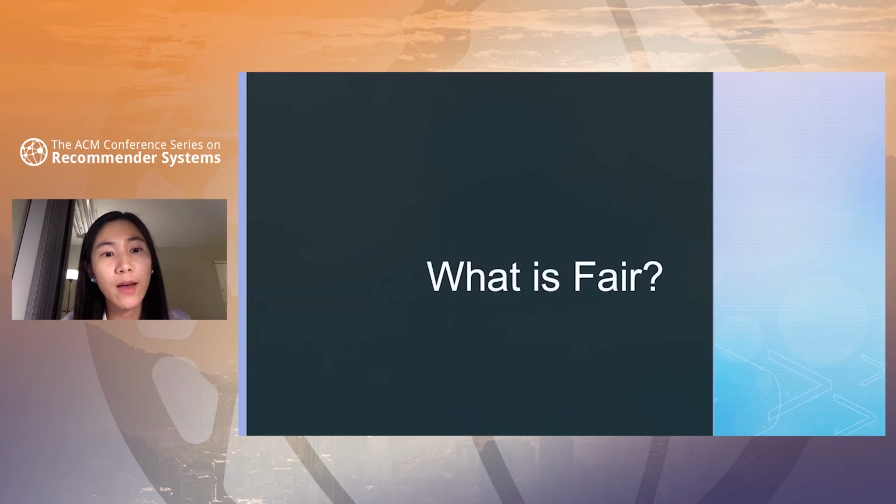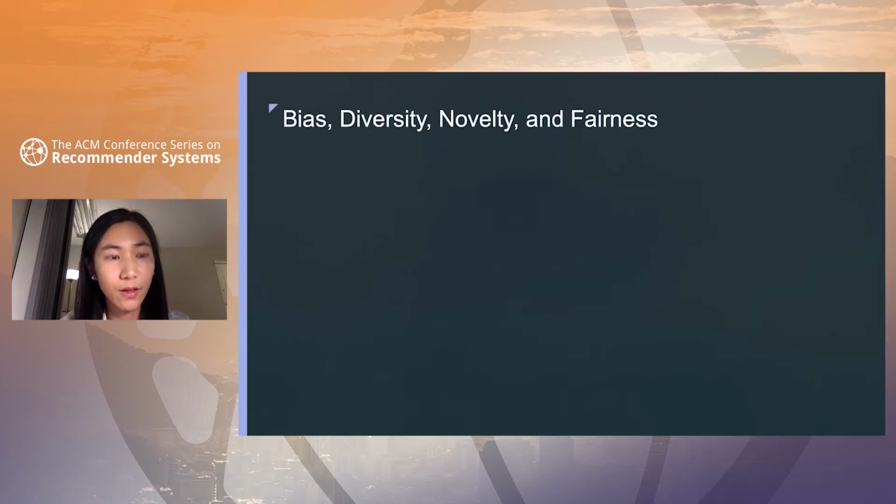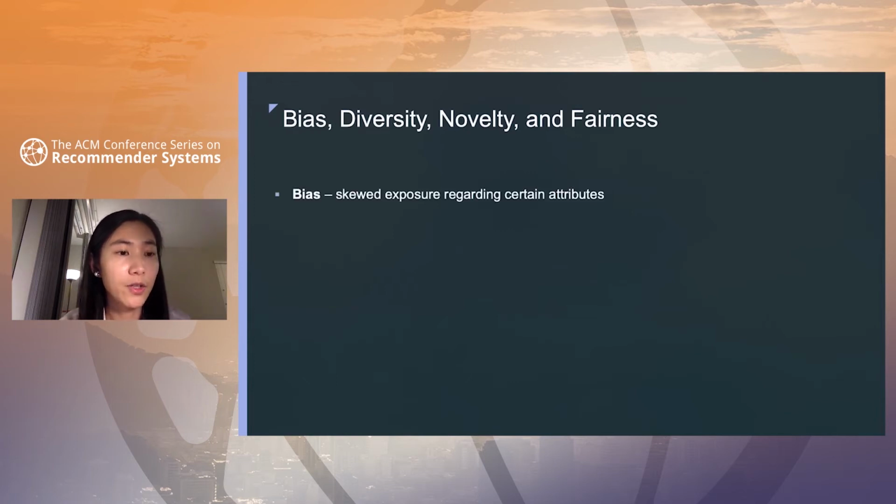So now that we have an idea of what is bias, where bias may exist, and what causes the bias, now let's talk about what is fair. A lot of people, including myself, are often confused between the concepts of bias, fairness, and two important concepts, diversity and novelty. We had a lot of discussions regarding this topic, and here we're presenting our own understanding of the difference and associations between those four concepts. So first of all, bias. We view bias as the skewed exposure regarding certain attributes.